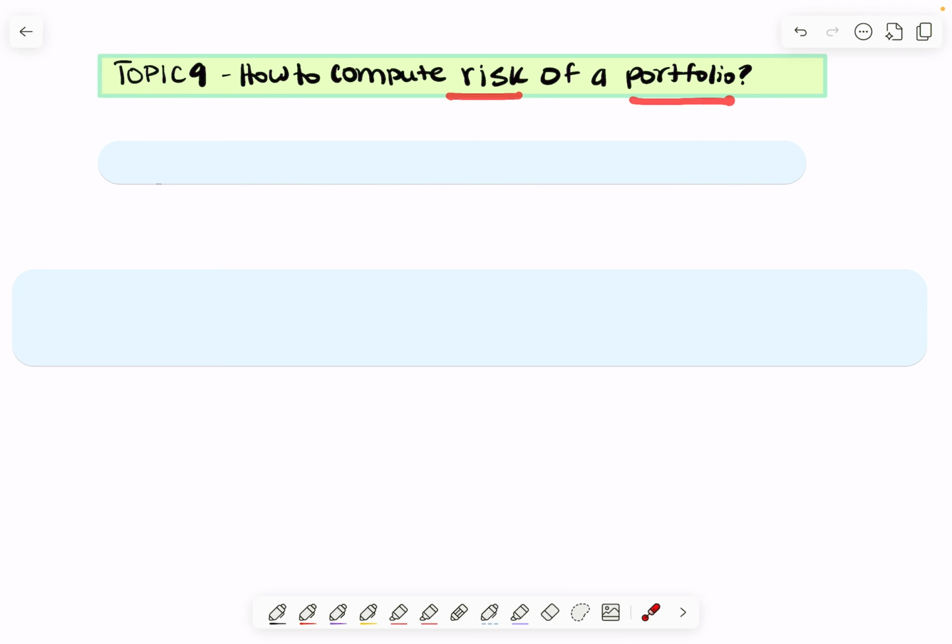The second skill you need to learn in topic 9 is how to compute the risk of a portfolio. And remember that portfolio is just a fancy way of saying multiple investments. So in topic 8, we figured out how to find the risk of a single investment. Now in topic 9, we're trying to find the risk of multiple investments.